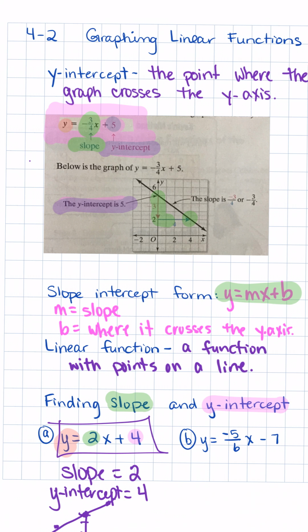So the next one, our slope is going to be -5 over 6. And the y-intercept, so this is a little tricky, is going to be -7. So whatever this sign is in the middle needs to go with it. So that tells you if it's positive or negative. So this is going to be a -7. So our slope is -5 over 6. And our y-intercept is going to be -7.